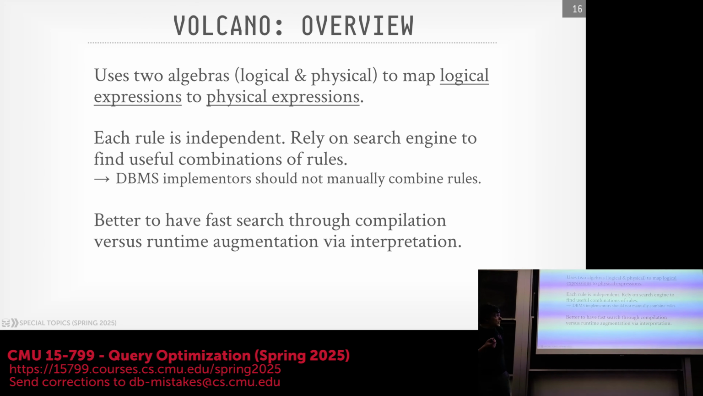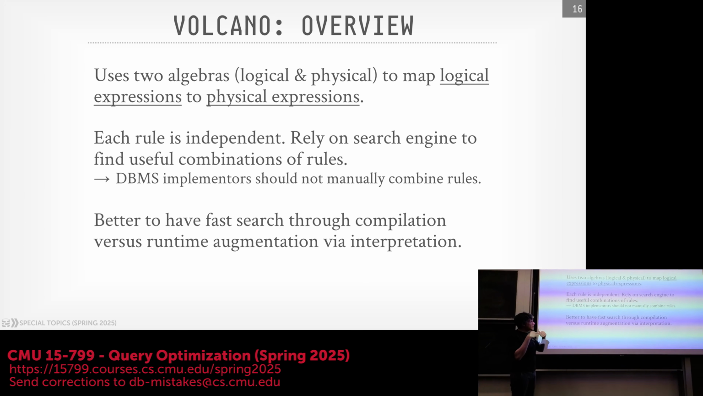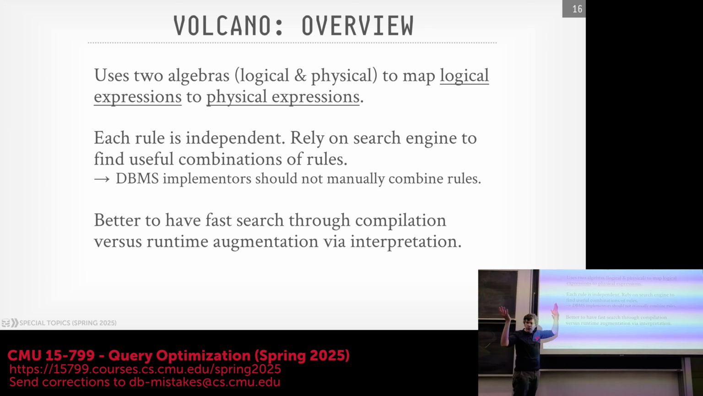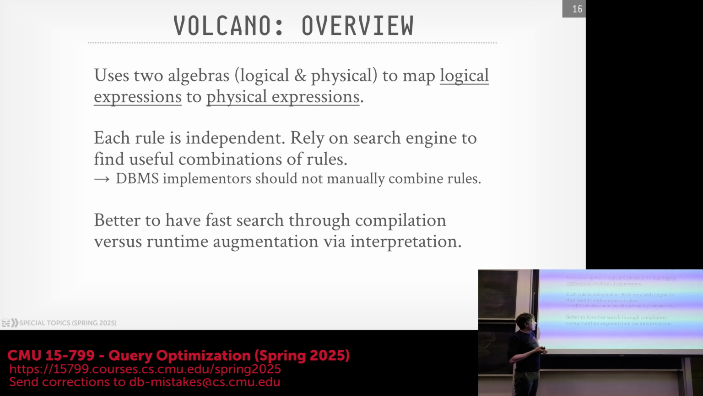All right, so in the implementation itself, they're now going to be introducing this idea that they have two distinct algebras, one for the logical expressions and one for the physical expressions. And this is going back to what I was saying before, where they're overloading a bunch of terms to mean very explicit things in this paper. Cascades will go even worse.